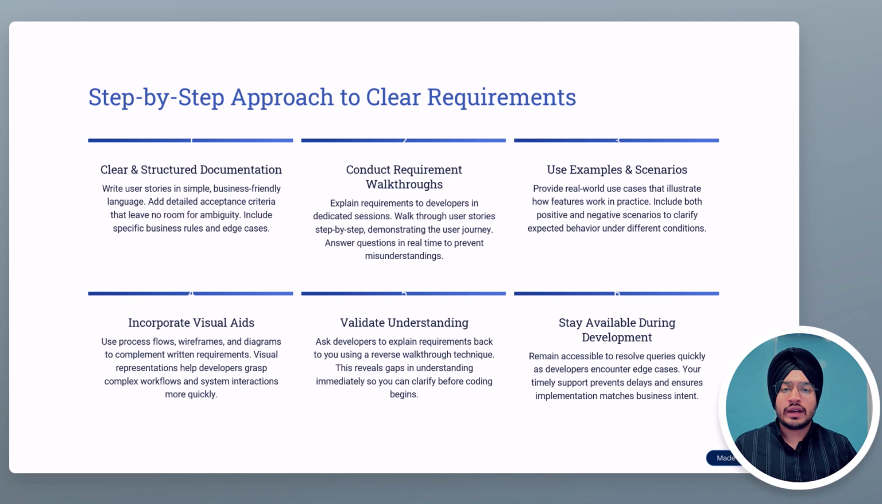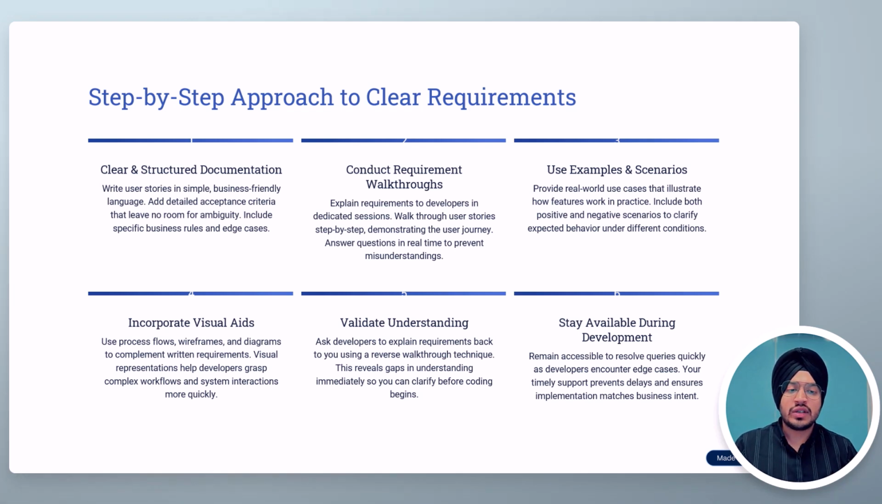Firstly, we need to write up clear and structured documentation. That means we need to add detailed acceptance criteria and user stories that leave no room for ambiguity. We need to include business rules and edge cases. After that, we need to conduct a requirement walkthrough where we'll be showcasing the step-by-step user journey and answering the questions in real time to prevent misunderstanding.